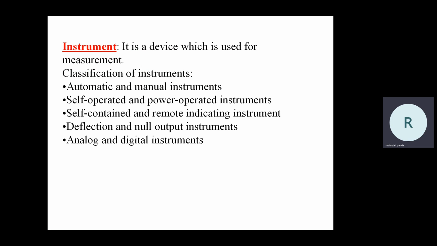As I already told you, measurement is a process of comparing the measurand with the standard. The standard may be a primary standard or a secondary standard. Generally, we are using secondary standards here. So in that process, we are using devices that are called instruments. The instruments are of various types.